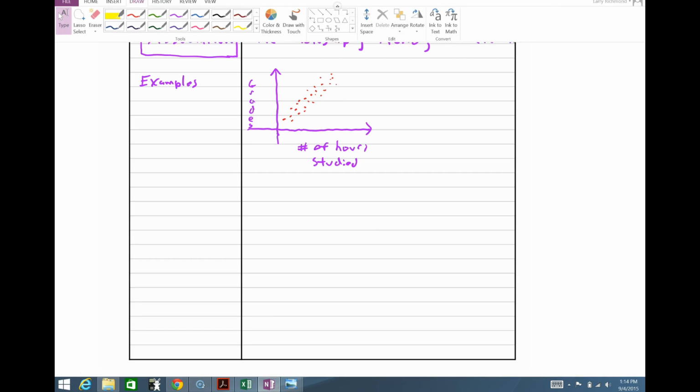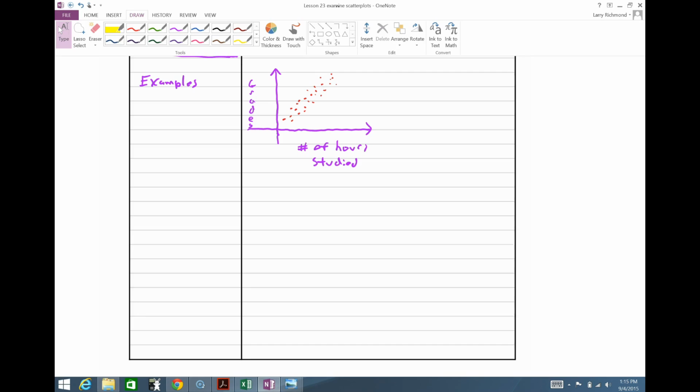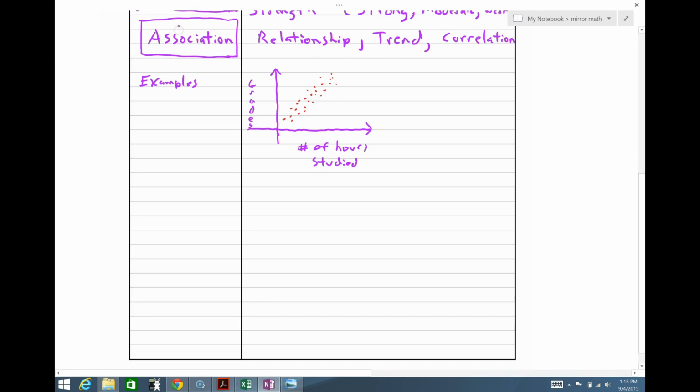Well, let's consider two different variables. This time, let's look at number of absences in grades. Well, you might imagine as your number of absences increase, your grades will tend to decrease. So this plot might look something like this.